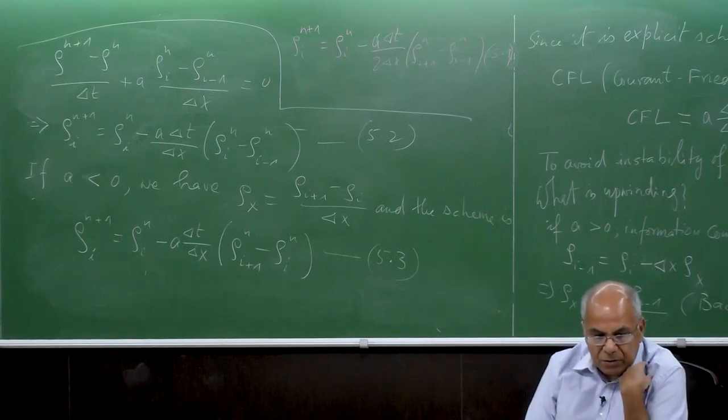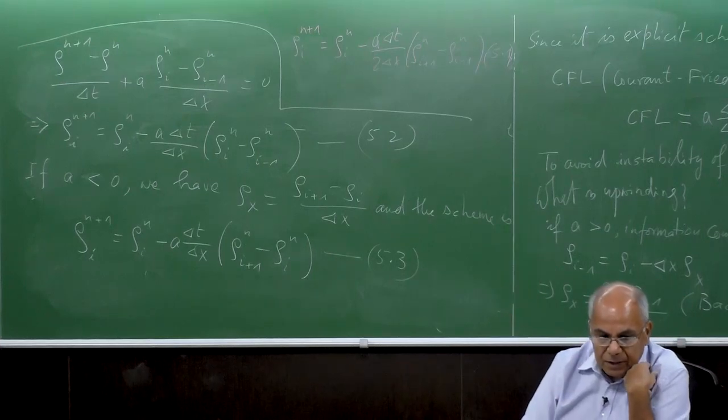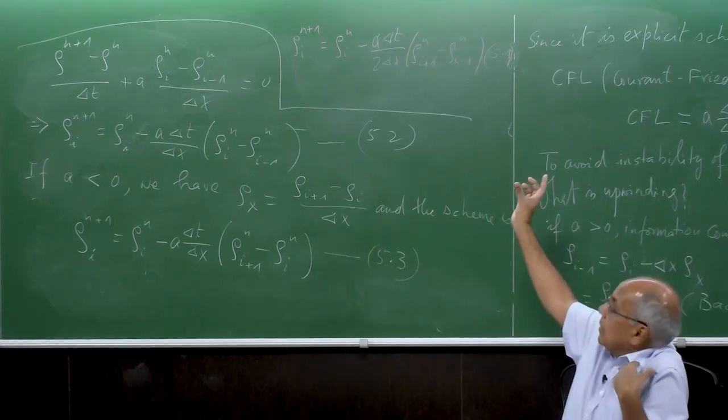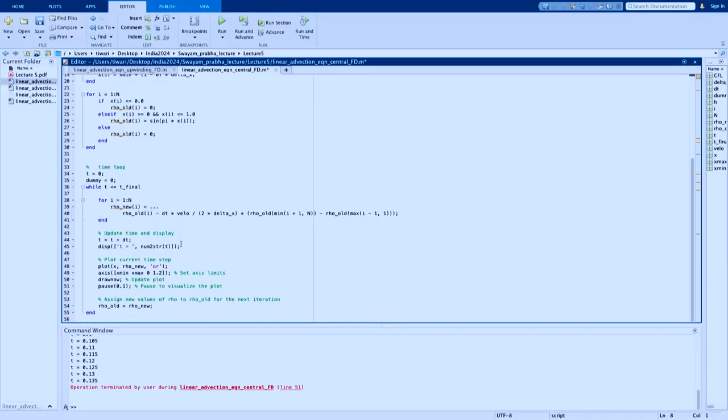Rho new of I is equal to rho old of I minus a, the velocity, times delta t divided by 2 times delta x, times the term inside the bracket. Then I update my t as t plus delta t, and I display the solution at every time step. Finally I copy the old value as the new value, and I repeat until t final. So let us see how the solution looks.